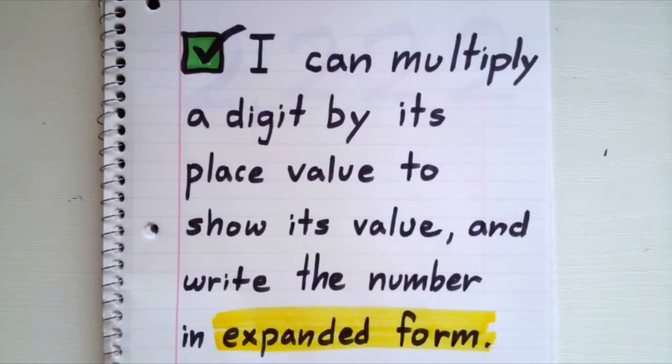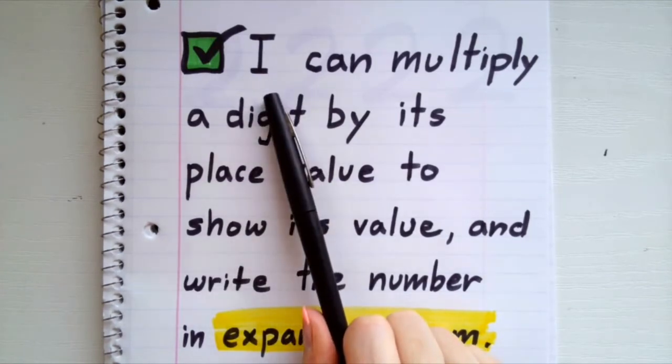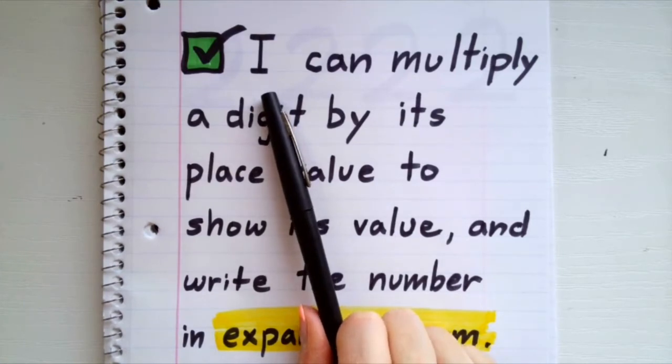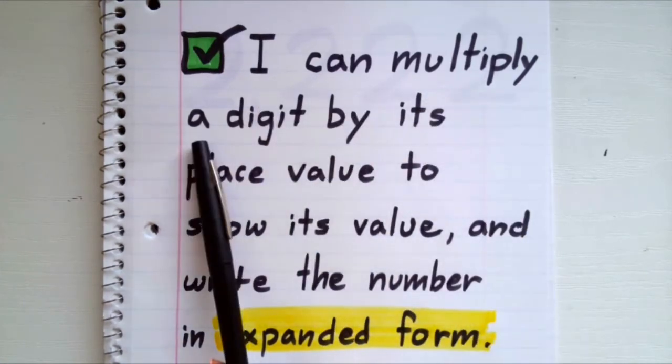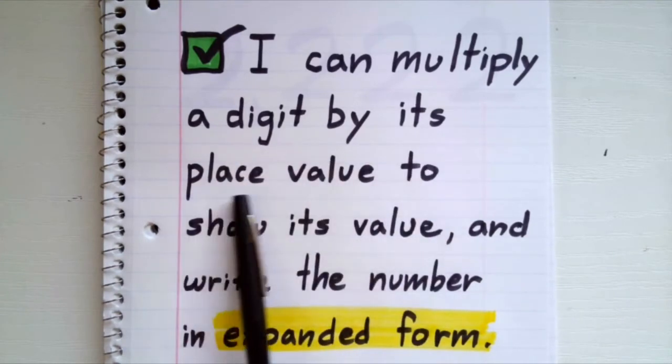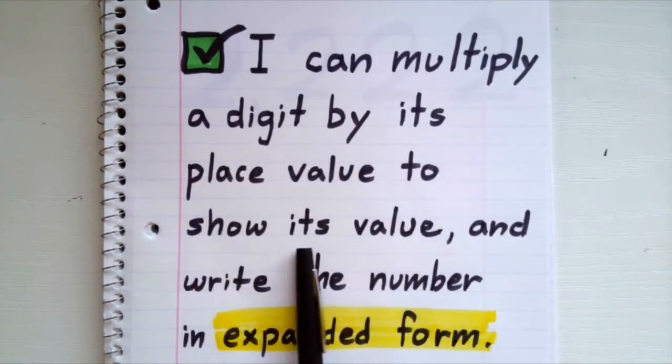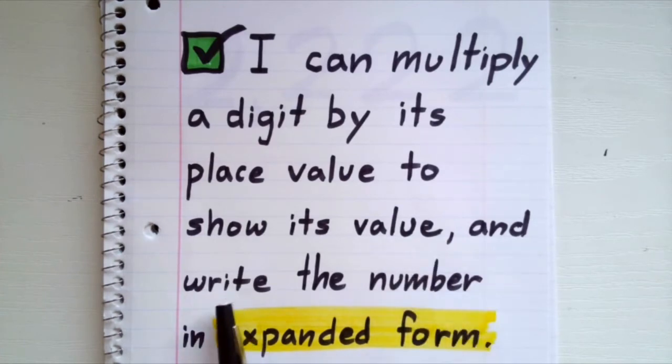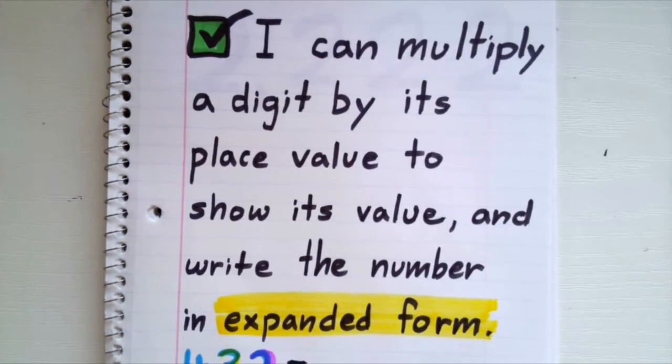Let's read our success criteria together. This is how we will know we have learned the learning target. Ready? Begin. I can multiply a digit by its place value to show its value and write the number in expanded form. Do you remember hearing about expanded form in class? Let's take a look at what we have down here.